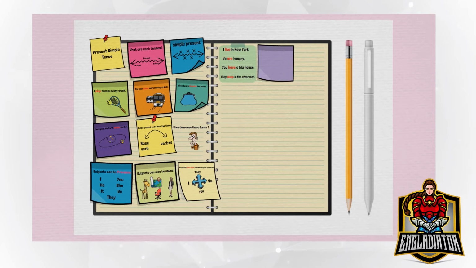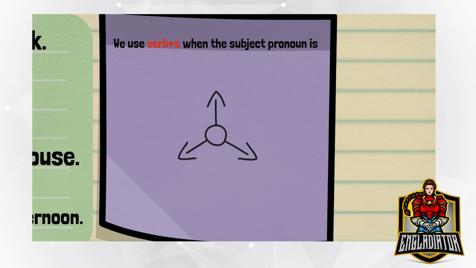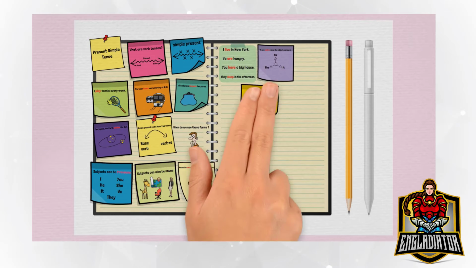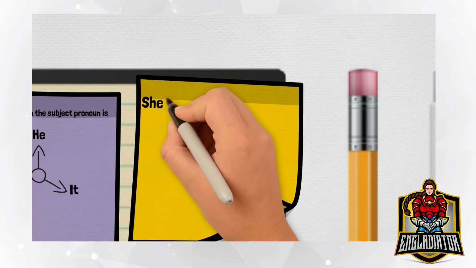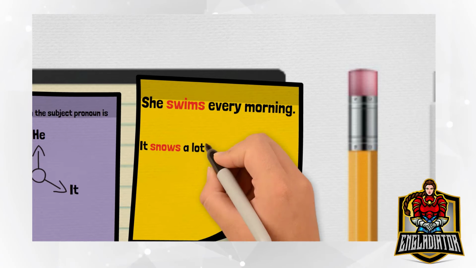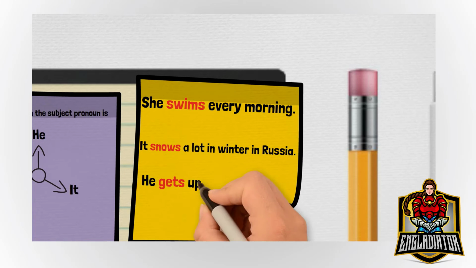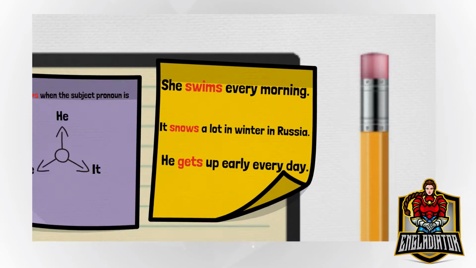We use verb plus s when the subject pronoun is he, she, or it. For example, she swims every morning. It snows a lot in winter in Russia. He gets up early every day.